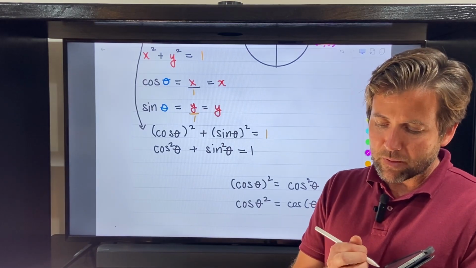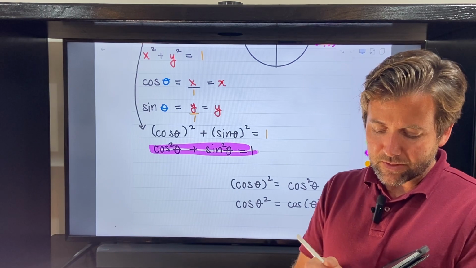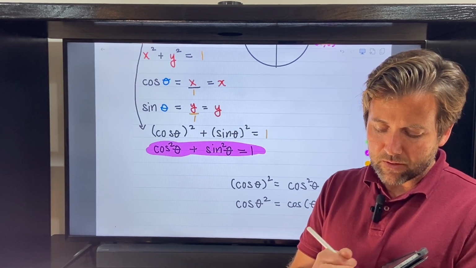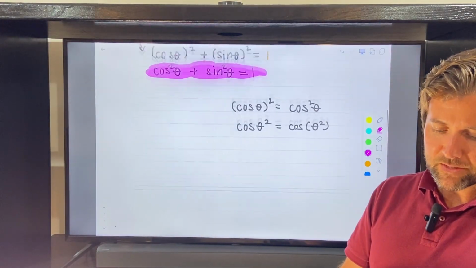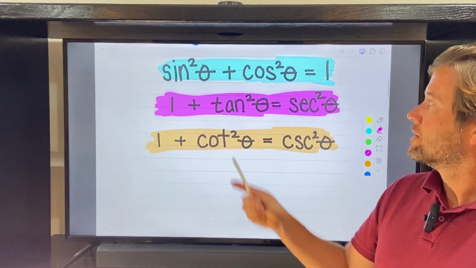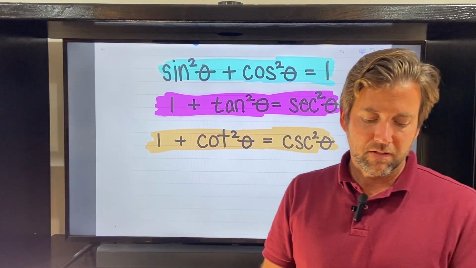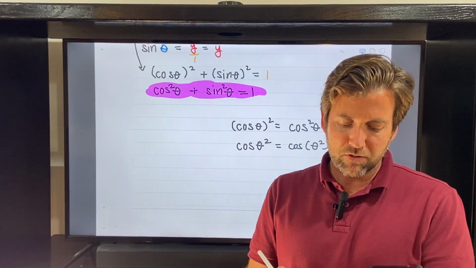So if your teacher told you to memorize this, now you understand how it was derived, how we got it. All right, that is one of our 3 Pythagorean identities. Now the other 2 are going to be easy peasy to derive.